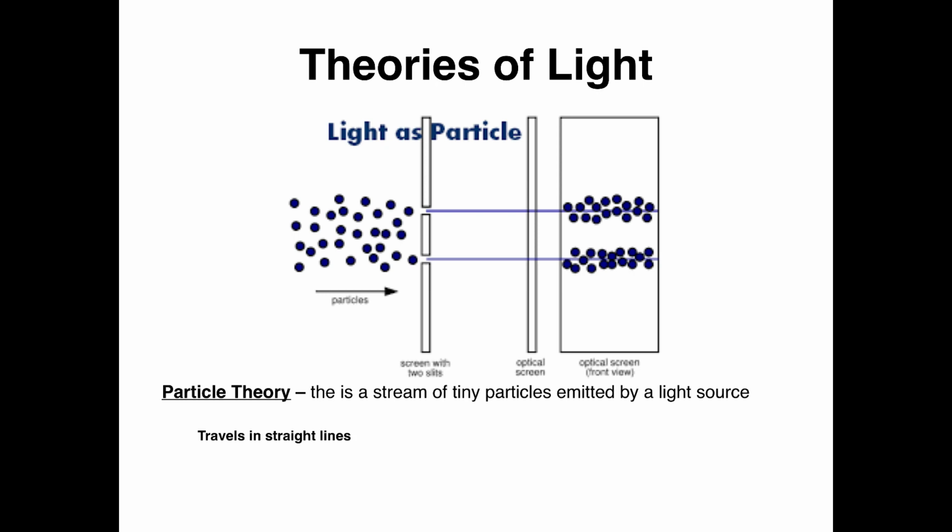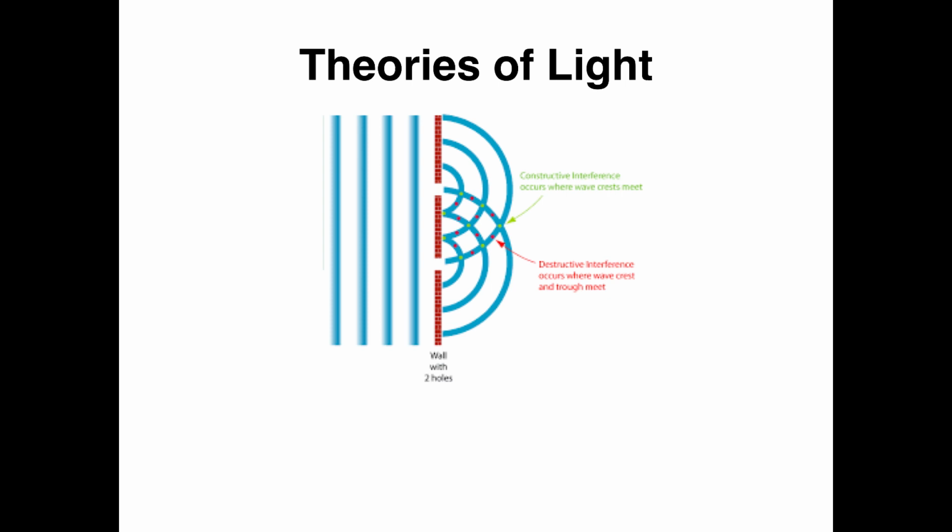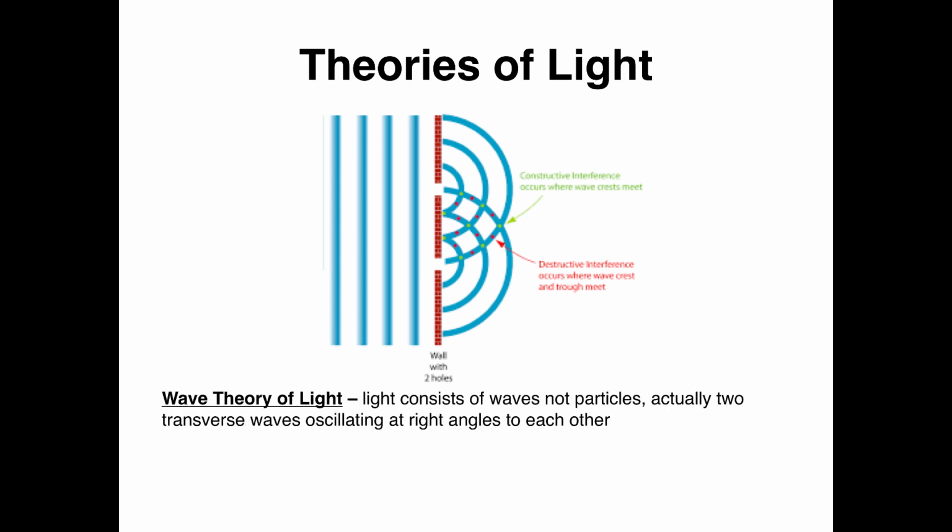It travels in straight lines, and it can travel through a vacuum, which most people would think that waves wouldn't be able to do. It also explains how reflection and refraction work. But then there's the wave theory. Light consists of waves, not particles, actually two transverse waves oscillating at right angles to each other.